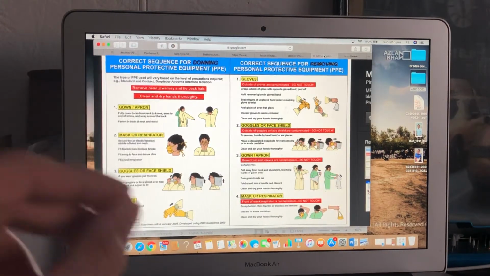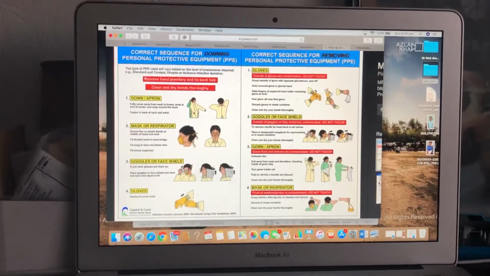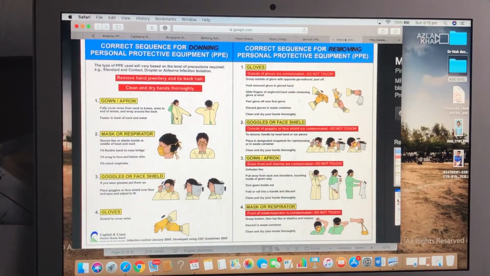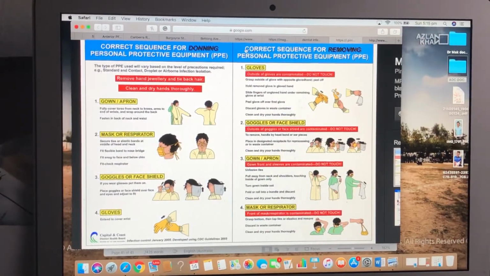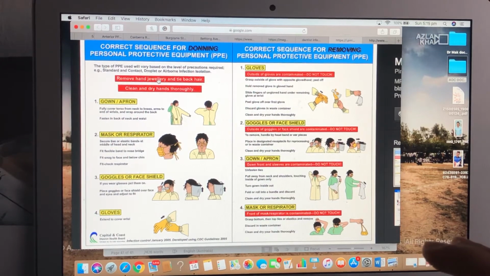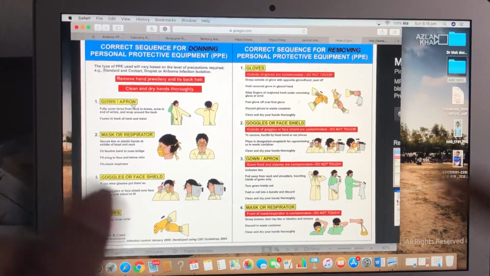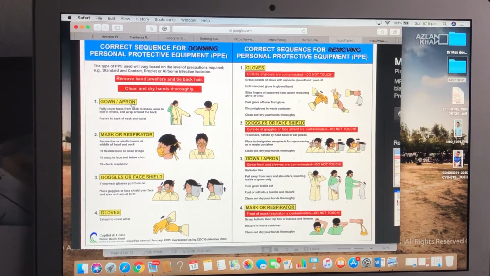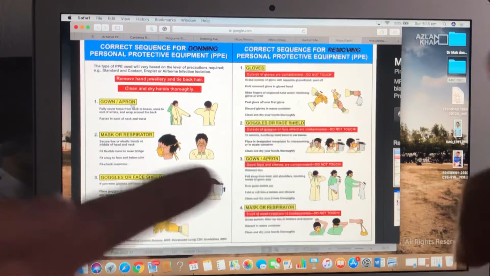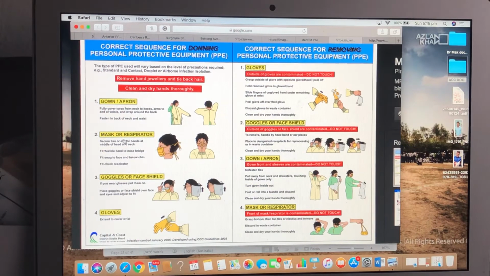Just listen to me, follow that, and it'd be a lot easier for you to perform in the exam. Okay? So what is the sequence to put on the PPE? Gown always goes first, which you'll be wearing from the start, so you don't have to worry about that anymore. Second, mask goes second. Glasses go third, and then gloves go last. Okay.